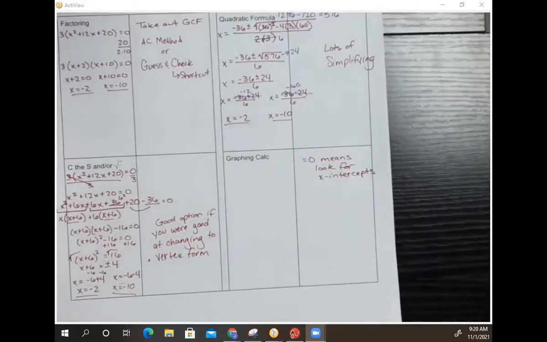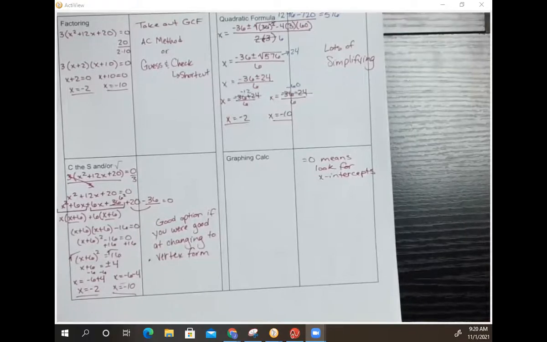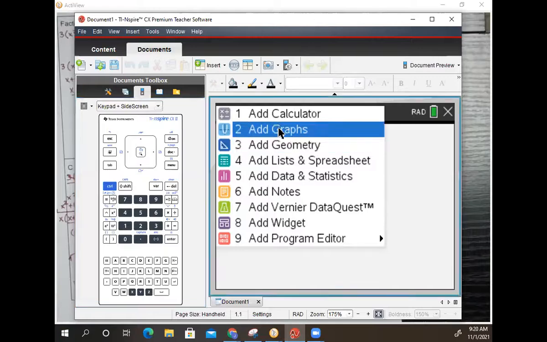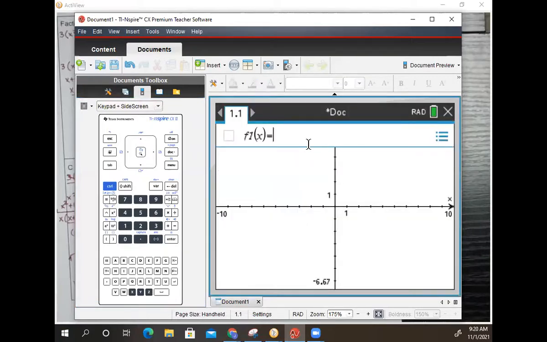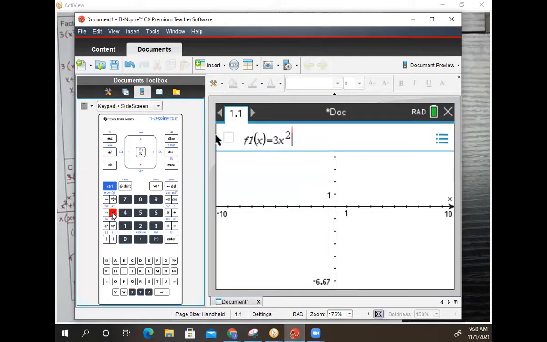Okay, so I'm going to pull up my calculator on the screen here. We'll graph this and we'll find those x-intercepts for this graph. On the calculator, we want a graph page here, and my function is 3x squared plus 36x plus 60.